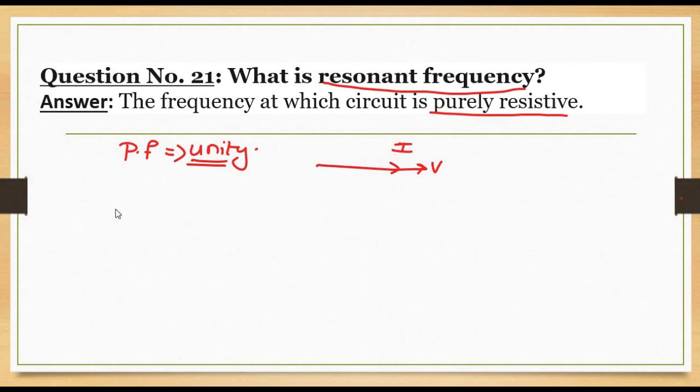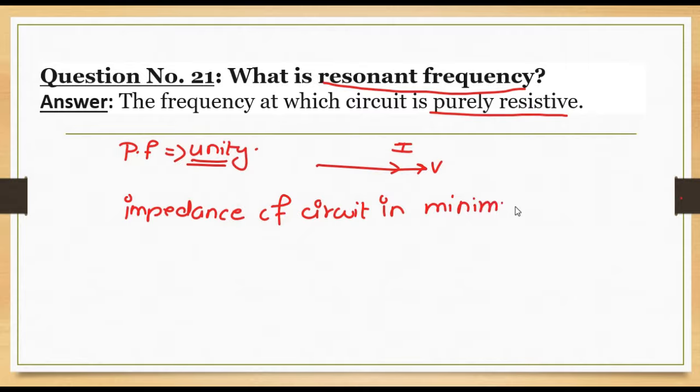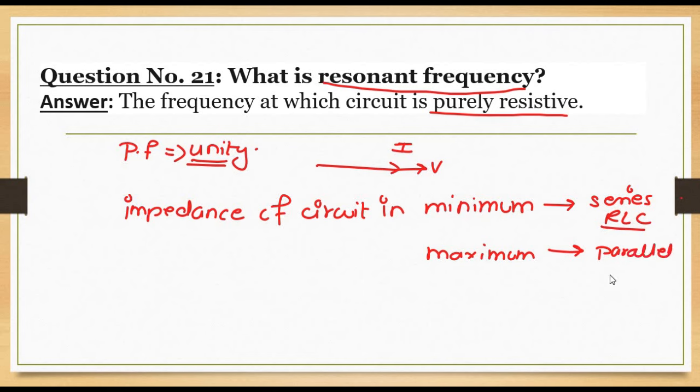Also at resonance, the impedance of the circuit is minimum in case of a series RLC circuit and maximum in case of a parallel RLC circuit.